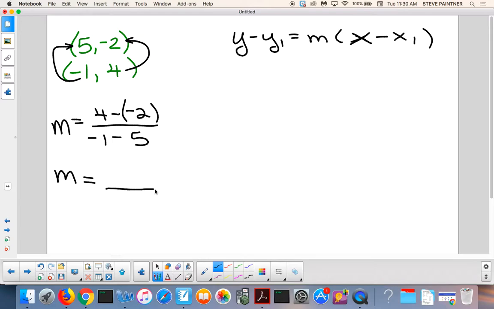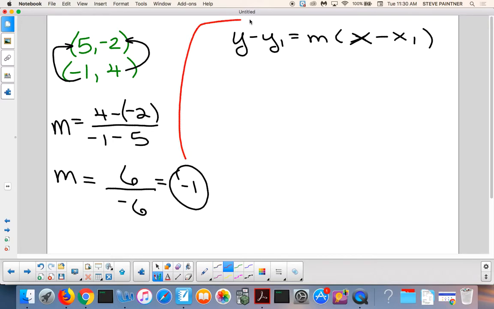This is what on top? 6. What is it on the bottom? Negative. Okay, so the slope is just what? -1. Okay. Now, if you did not get -1, this is where trouble starts, because if you don't get the slope right, you get it wrong. Okay, now remember what I said. It's easy just to plop numbers in, so that's got to be a -1. x minus, y minus.